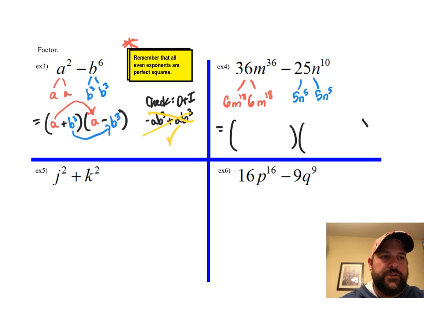I'm going to give myself some room here because they're a little bit larger. The first terms are going to be 6m to the 18th in each case.